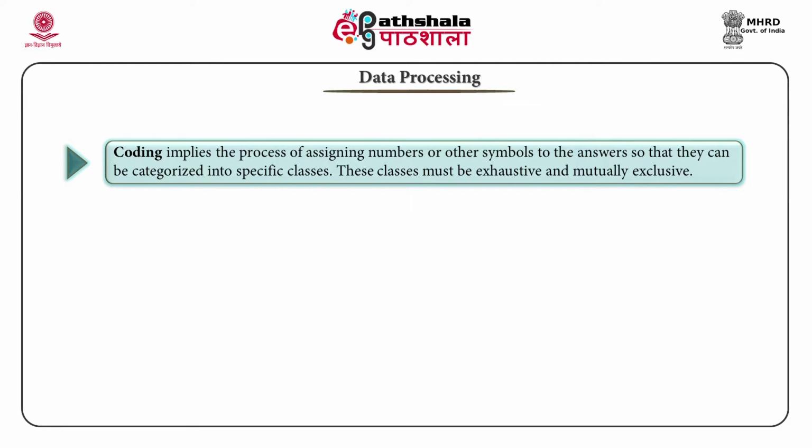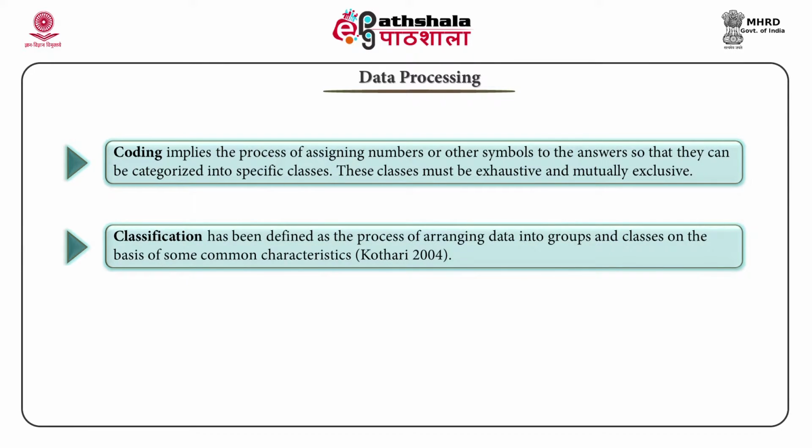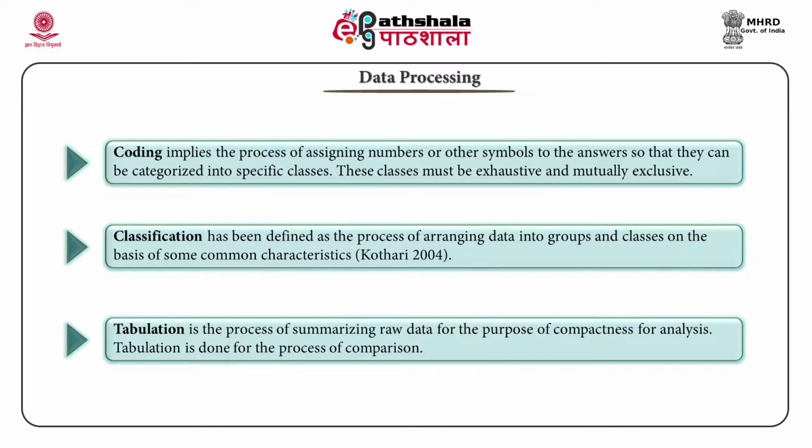The next part, classification, has been defined as the process of arranging data into groups and classes on the basis of some common characteristics like gender. Tabulation is the process of summarizing raw data for the purpose of compactness for analysis. Tabulation is done for the process of comparison, and here we make tables in order to compare between two categories of data.